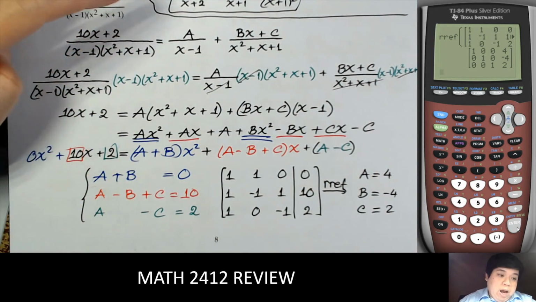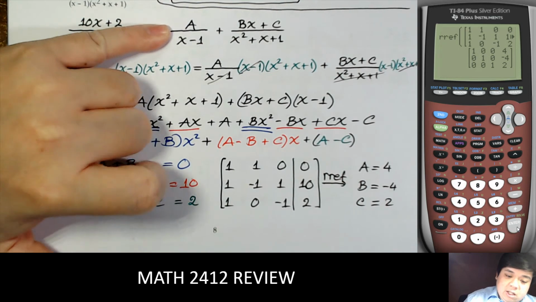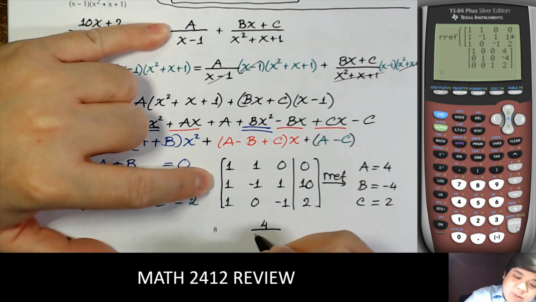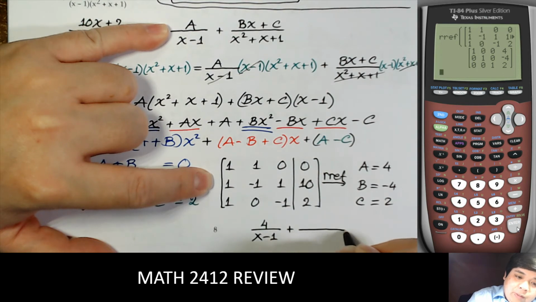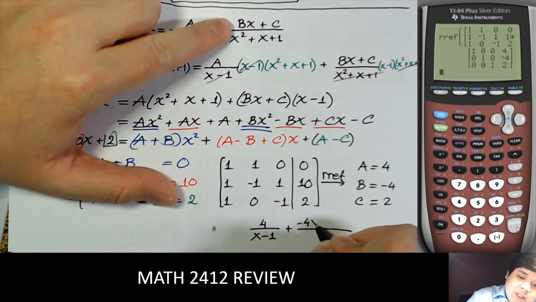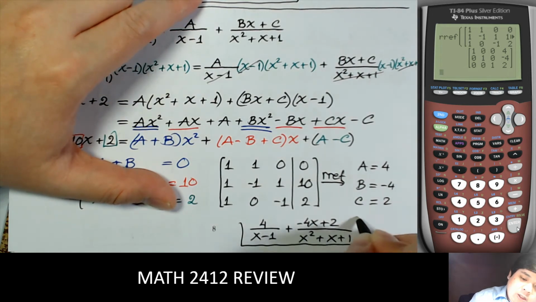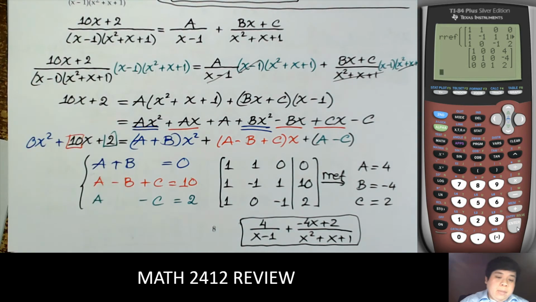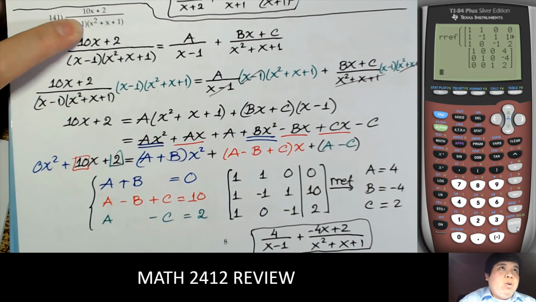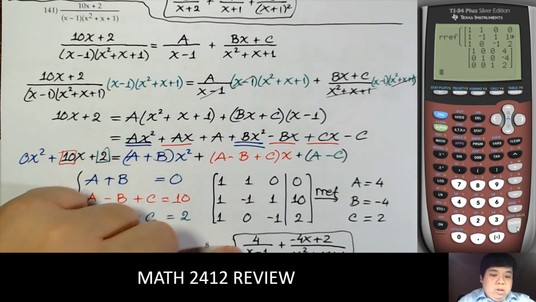So we put it back into the original. In this, we have 4 over x minus 1 plus negative 4x plus 2 over x squared plus x plus 1. So that original rational function is decomposed into this.